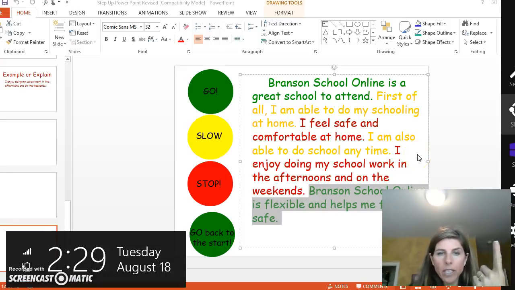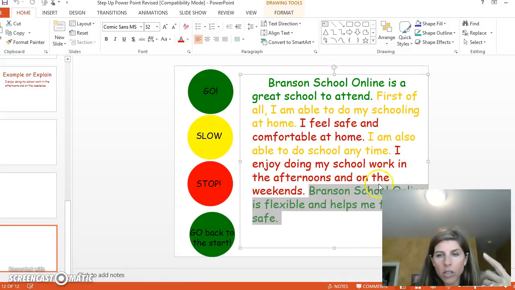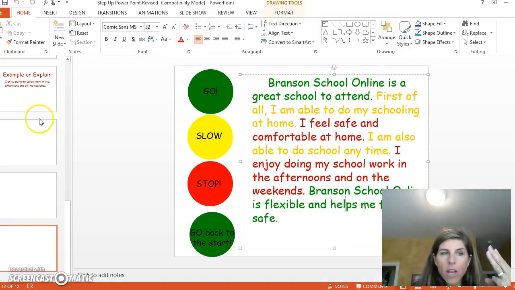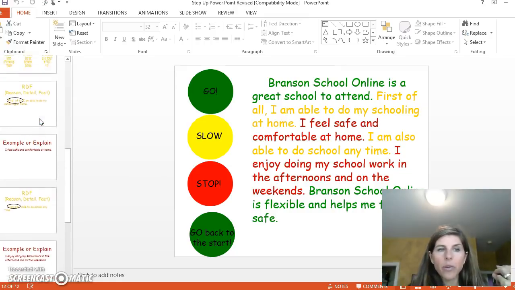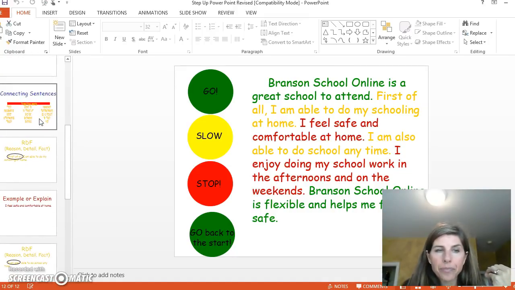So we have green topic, and then our concluding, which is at the end of your paragraph. Reason, detail, or fact, yellow, and then red is explaining. You need to know these as you are writing this year, and we are going to be working on that.